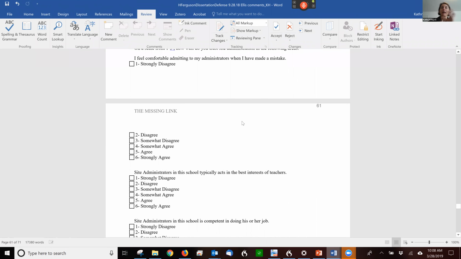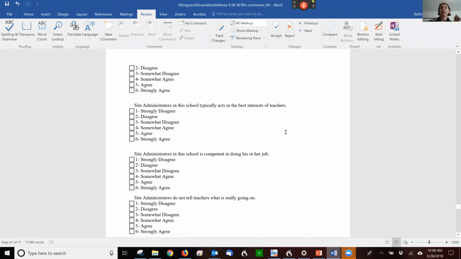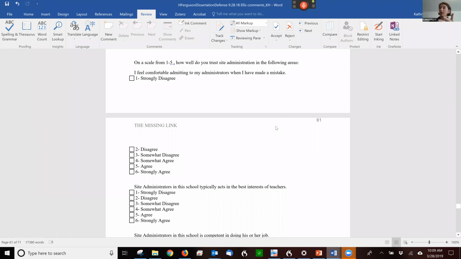She's got, again, several Likert questions. These questions she actually got from someone else's survey, and that's okay. Sometimes you think, I really want to understand teacher trust of administrators, and lo and behold, there's already a survey out there that measures that, that's been validated. So it's actually great to draw some questions from other surveys sometimes.